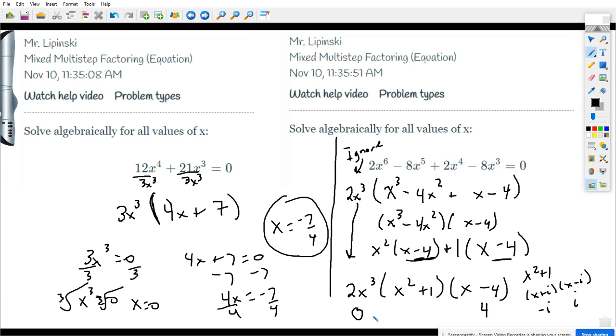But again, here's 3 zeros, 4, 5, 6. I had a 6th degree polynomial to begin with. So there's some problems like that. Give them a shot. These problems will get a little tougher. So if you've got any questions, make sure that you're asking.